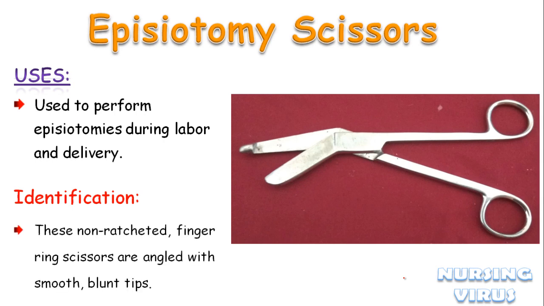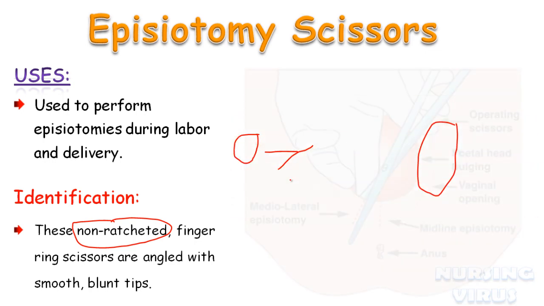How can we identify this instrument? It is non-ratcheted, meaning there is no lock. It is a finger ring scissor, angled, with a smooth area, and as well small blunted tips you can see. So this is the identification of the episiotomy scissor.